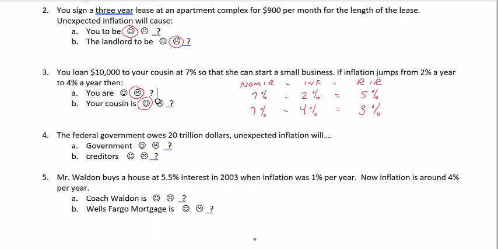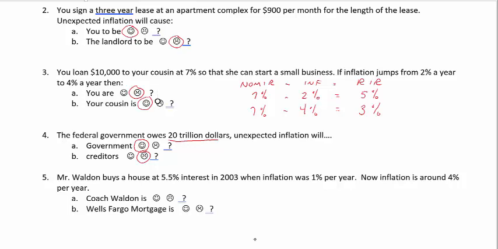All right, number 5. Federal government owes $20 trillion. Unexpected inflation will actually cause the government to be happy, creditors to be sad. So if you loan somebody money and all of a sudden inflation eats away at what they're paying you back, yeah, you're going to be kind of bummed about that. And actually, believe it or not, this is a little bit cynical, but governments do anticipate that inflation will help them grow themselves out of debt. And so that's why a lot of people just don't worry too much about that $20 trillion, although it is a very big deal.